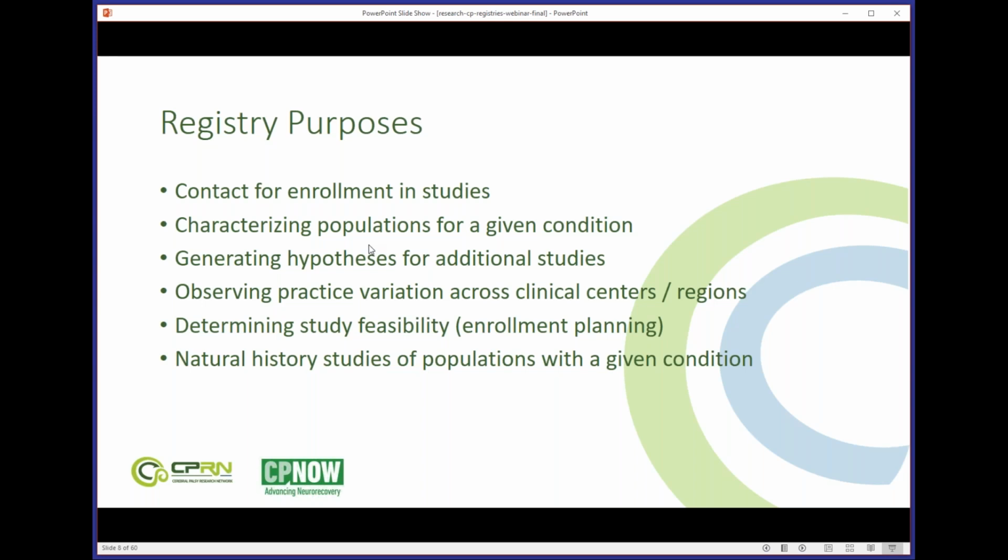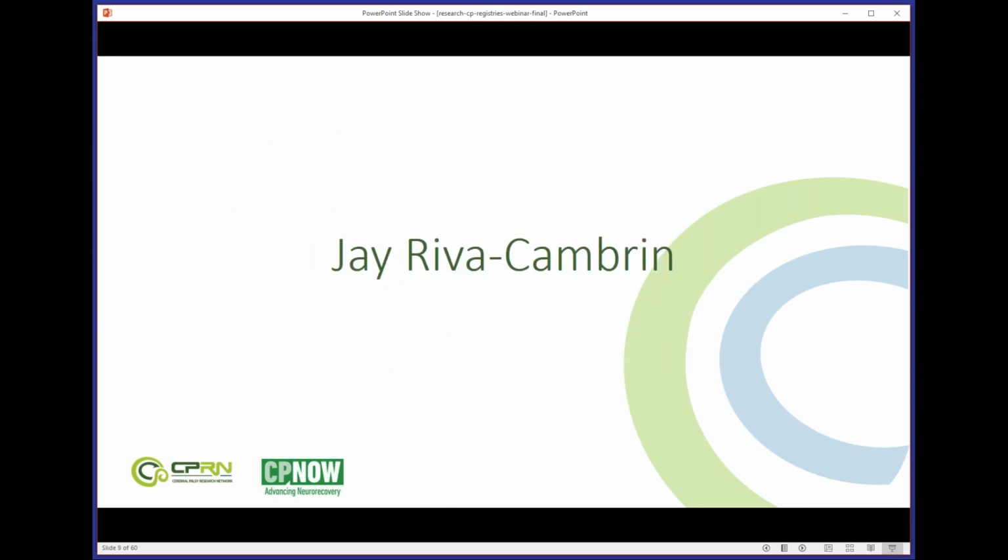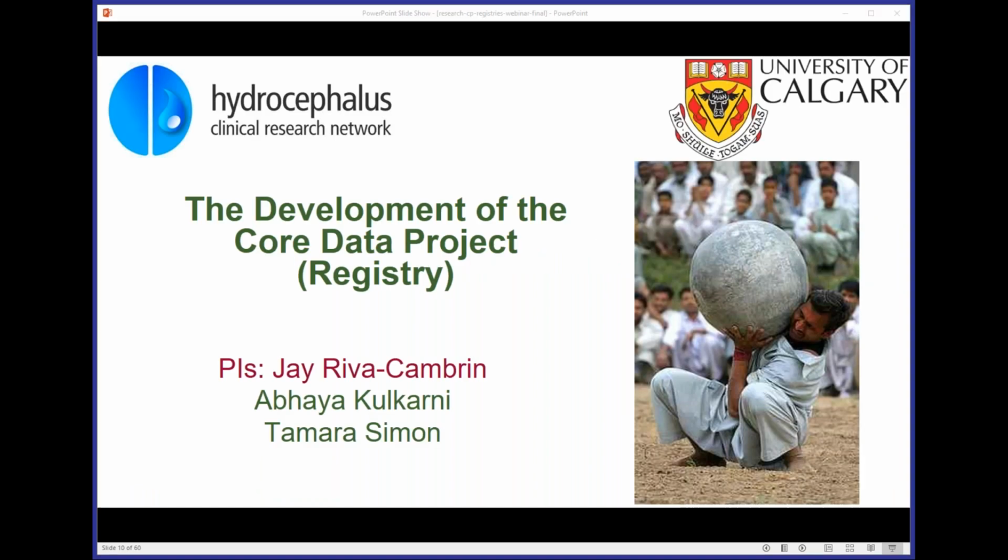So those are some of the purposes, but I think there's nothing like understanding it in the context of an existing condition. So our first speaker is Dr. J. Riva-Cambrin, who is an associate professor of neurological surgery at the University of Calgary. And I've known Dr. Riva-Cambrin for about 10 years because of our work together in the Hydrocephalus Clinical Research Network. And so I'm going to put up his first slide, and I'm going to hand Jay the mouse and keyboard, and I am going to unmute you, Dr. Riva-Cambrin, and then you'll be ready to go. Jay, you should be able to speak.